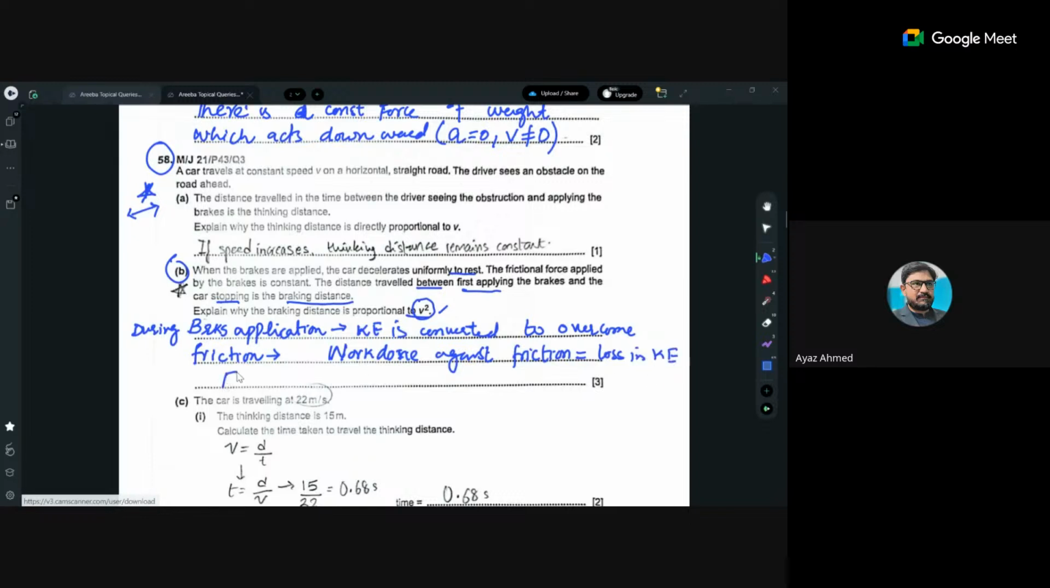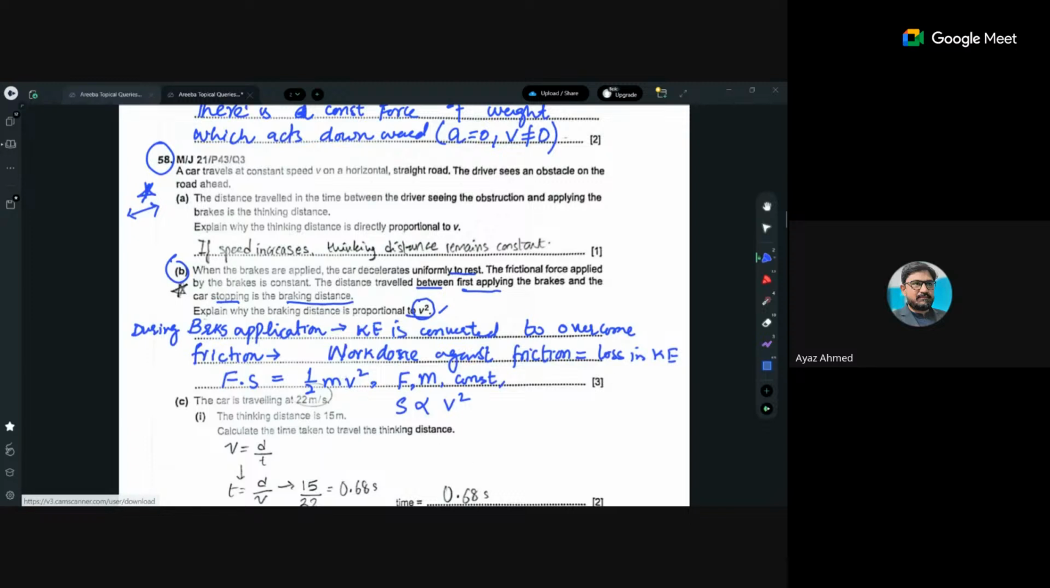So work done against friction is F into S, and kinetic energy is 1 upon 2 mv square. Here, braking force is constant, mass of the object is constant. So you can write these two variables here, and then distance is directly proportional to square of speed. That is the reason for this point.